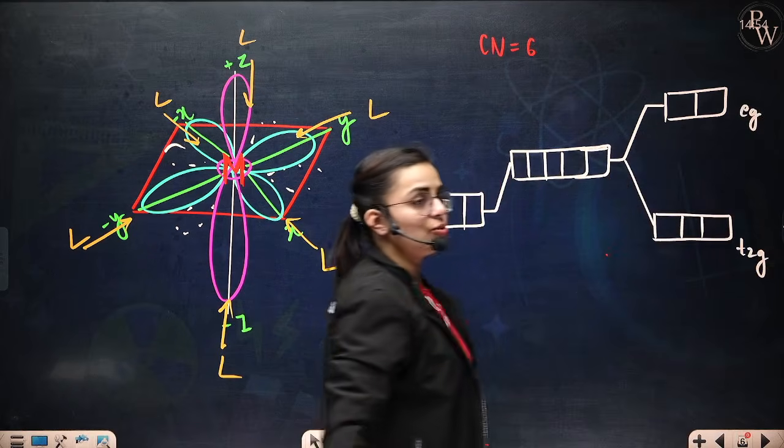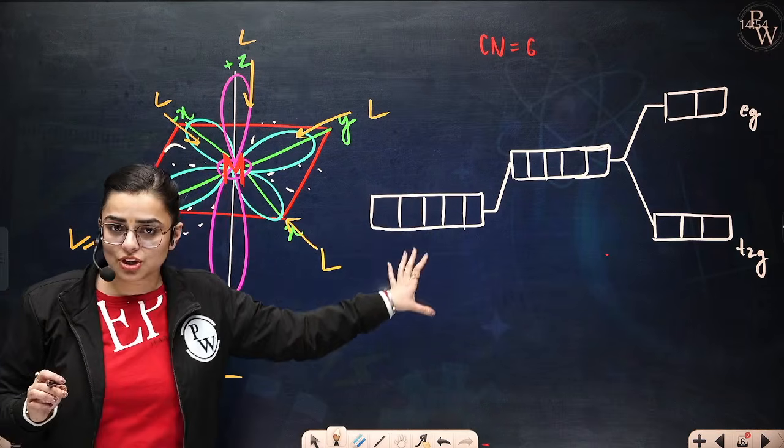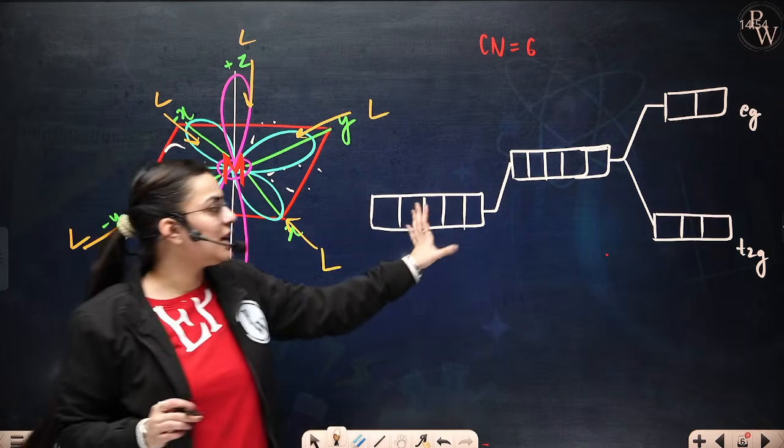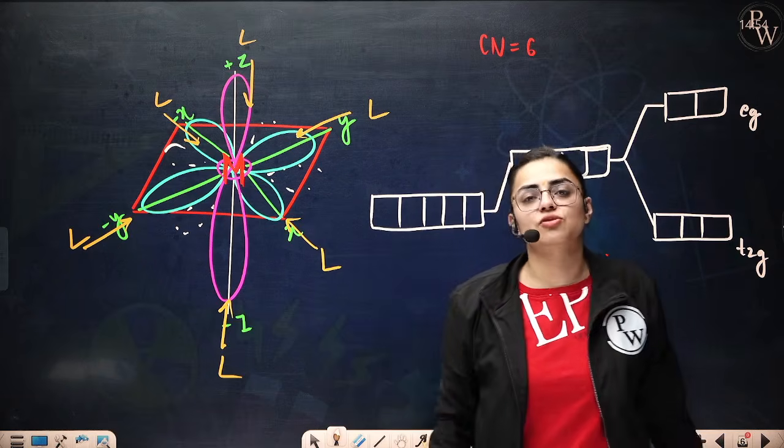Okay, this is due to the degeneracy. Here they were having the same energy, so they were degenerate. After that, the degeneracy broke down because the ligands were approaching quite close to the central metal atom.